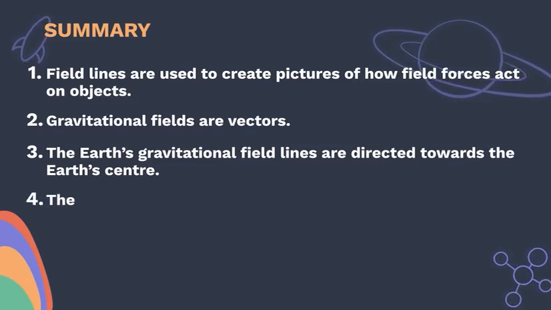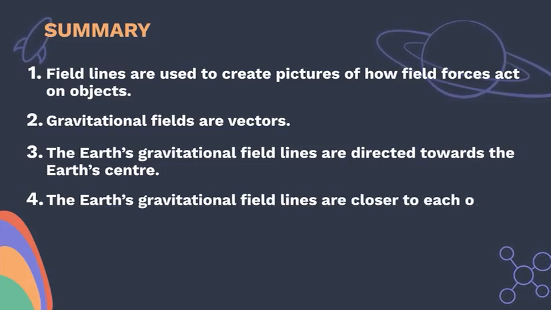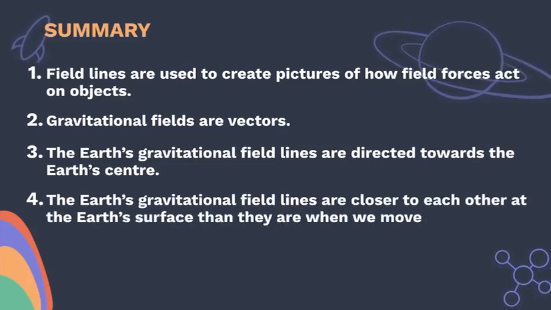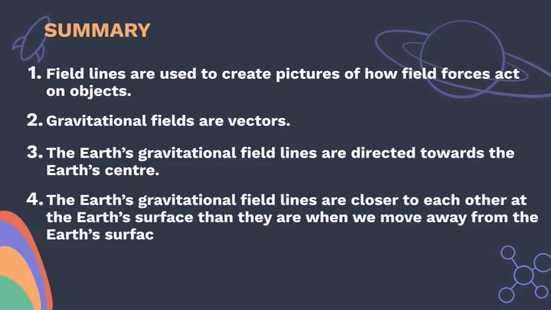And finally, we learned that the Earth's gravitational field lines are close to each other at the Earth's surface than they are as you move further apart from the Earth's surface. This indicates that the field is stronger when we are close to the Earth's surface than it is further away from the Earth's surface.